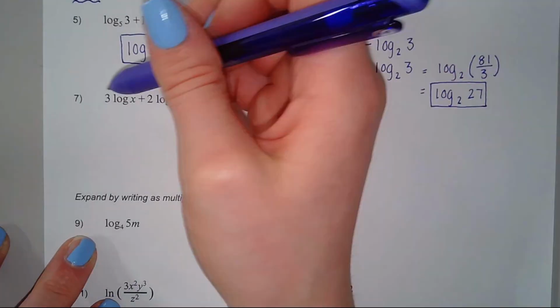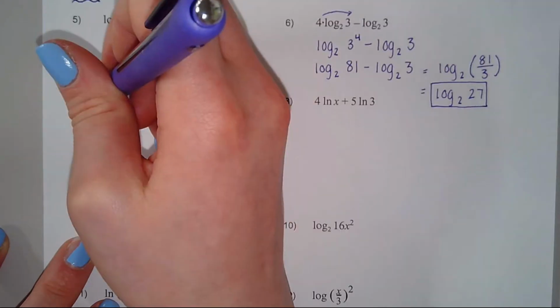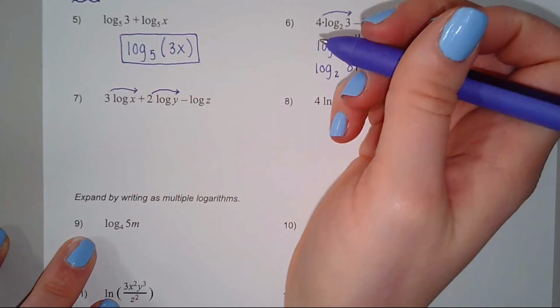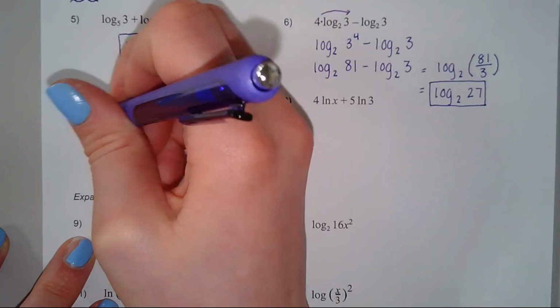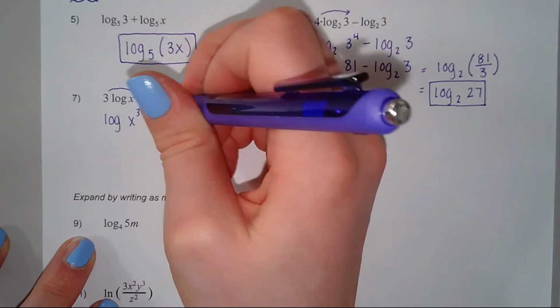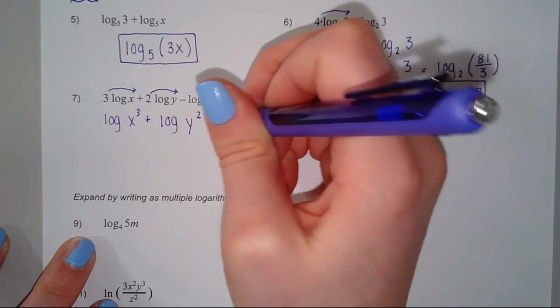Again, whenever we have this number out in front, that will be our power property. So we can go ahead and turn this 3 and this 2 into an exponent. So I'm going to change this into the log of x cubed, and I'll change this into the log of y squared. We'll keep this minus log z.